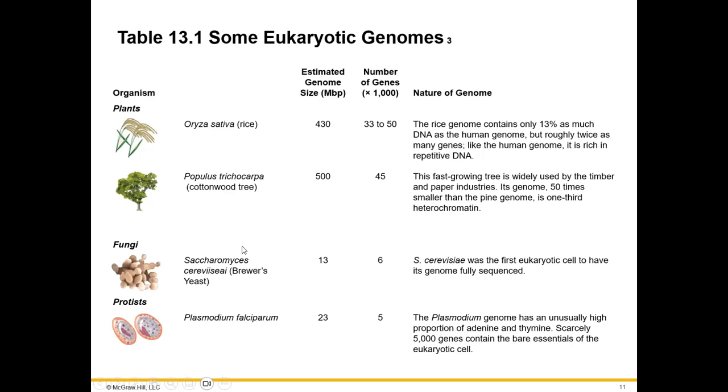Here are some plant genomes that have been sequenced. The rice genome contains only about 13% as much DNA as the human genome, but it also has twice as many genes as we do. Like the human genome, it is also very rich in repetitive DNA. When we're looking at the cottonwood tree, this is the fast-growing tree that is widely used by timber and paper industries, and its genome is 50 times smaller than the pine tree genome, which is 1/3 heterochromatin.